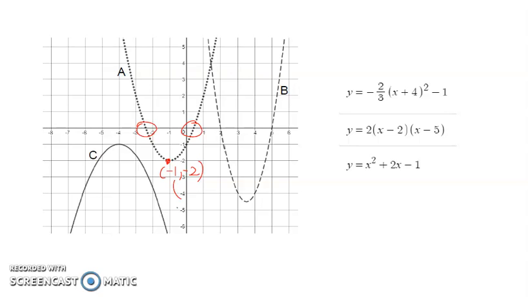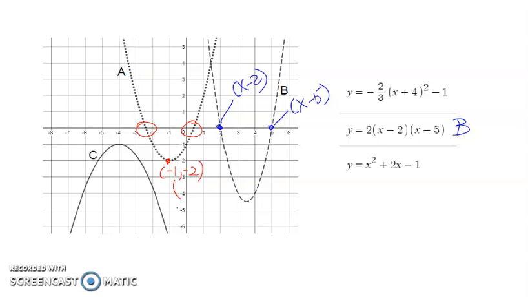In graph B, it definitely intersects at 2 and 5, so that means the first zero would have the expression x minus 2, because 2 minus 2 is 0. And the second factor would be x minus 5, because I stick in 5, which is the zero. 5 minus 5 makes a 0. And that lines up with equation B.